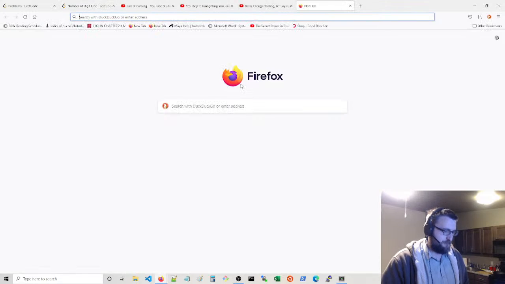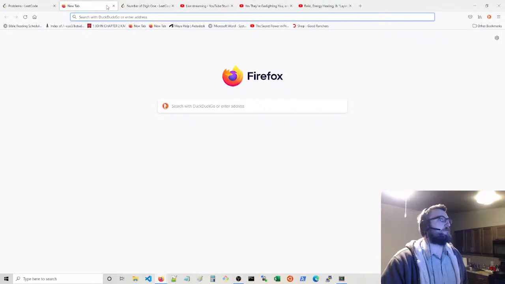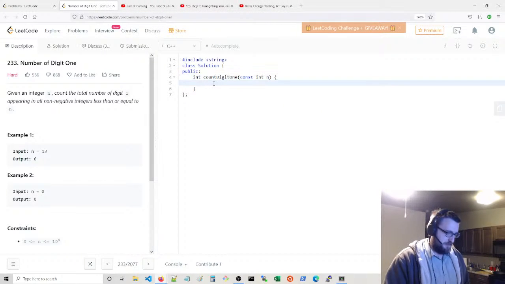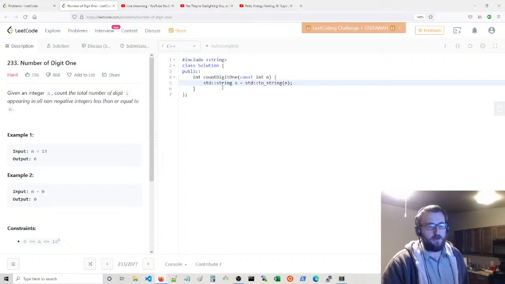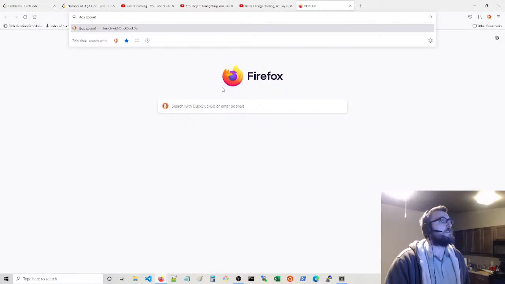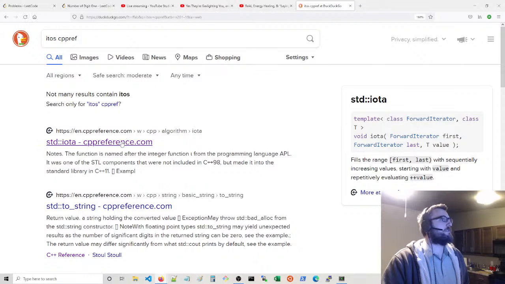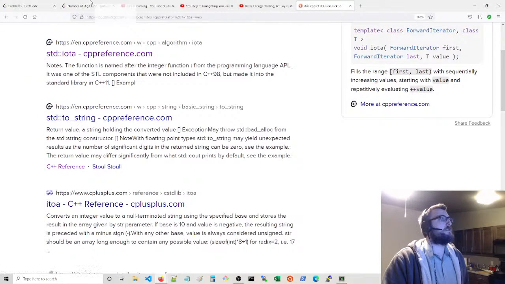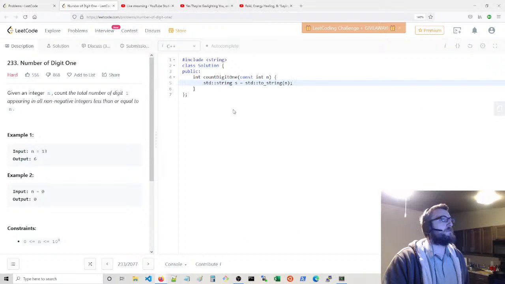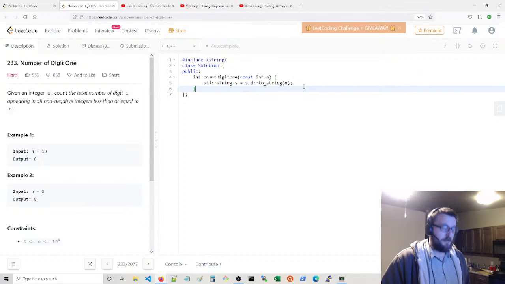I think it's, actually I already know. It's going to be standard to_string. I was thinking about S to I and I to S. I don't know if you can do I to S, I don't know if that exists. Iota, yeah, to_string is the one. So we can go to_string, and we can have an array.